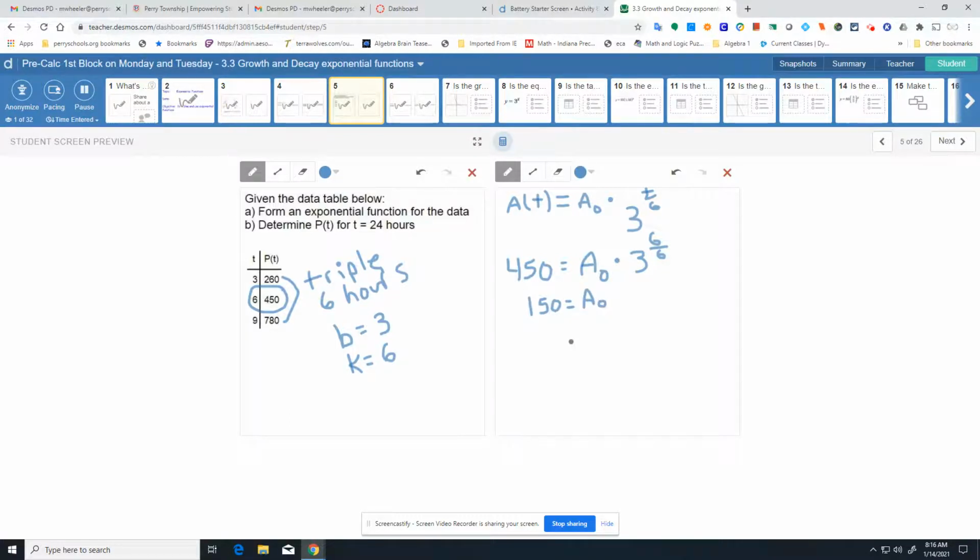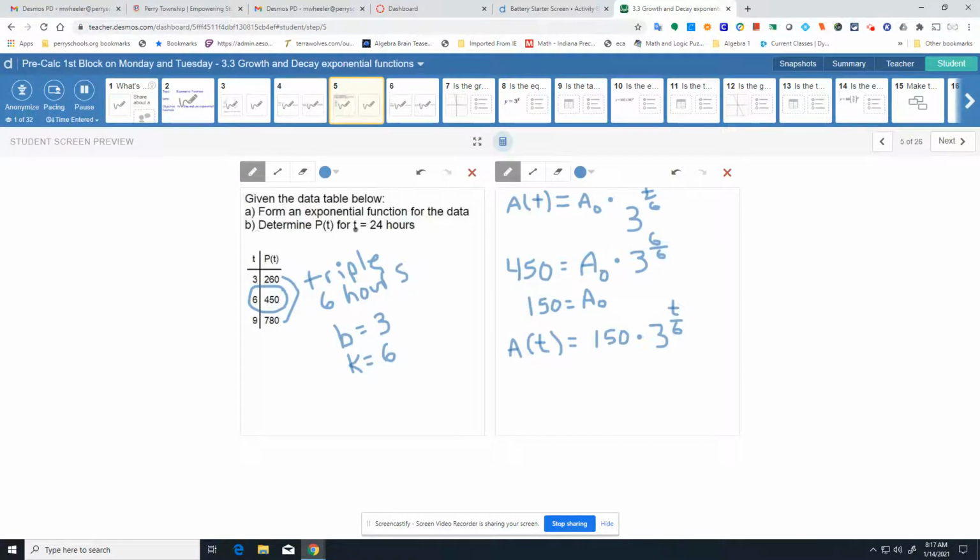So I can write an equation of A sub T equals 150 times 3 to the T over 6. Well, that's your answer for part A.